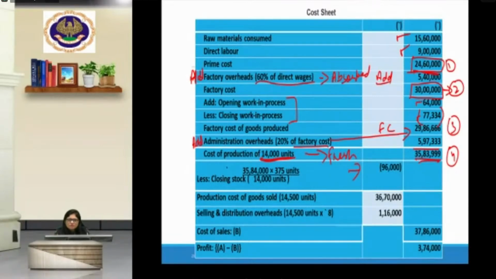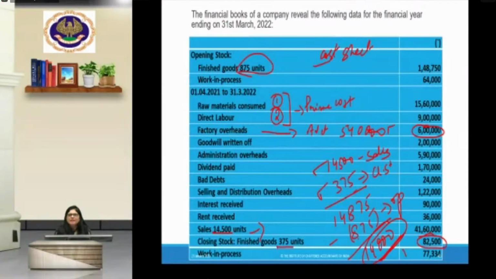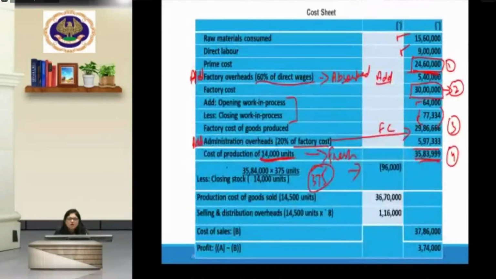So closing stock is 375 units. And closing stock, we don't take this as given. This is not to be taken in the cost sheet. For the cost sheet, we value the closing stock of finished goods on the basis of cost of production. I'm repeating. Closing stock of finished goods given in the question is only to be taken to the profit or loss account. For cost records, we have to calculate the value of closing stock of finished goods on the basis of cost of production. So if the cost of production is 35 lakhs for 14,000, how much would it be for 375 units? That means the closing stock.